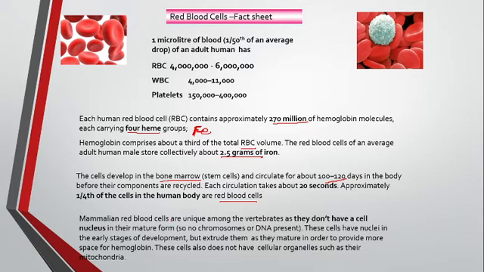Mammalian red blood cells are unique among the vertebrates as they don't have a cell nucleus. You can see this is the red blood cell, and this cell doesn't have the nucleus in its mature form. So there are no chromosomes or DNA present in the cell. Other cells contain a nucleus, and in the nucleus the DNA and chromosomes are present. But in the RBCs there is no nucleus, so no chromosomes or DNA are present.